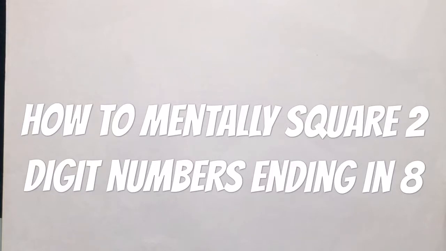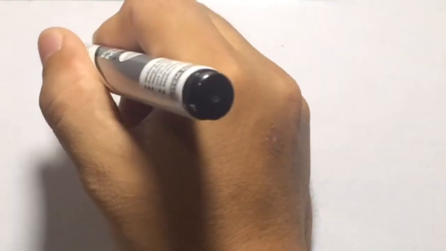Hi guys! In this video, I'm going to discuss how to mentally square two-digit numbers ending in 8. So the technique here is more or less the same as the technique in how to mentally square two-digit numbers ending in 7. So for example, if we're going to have 18 squared.